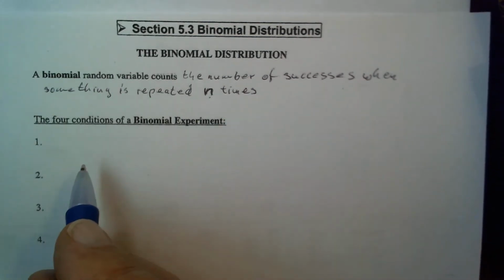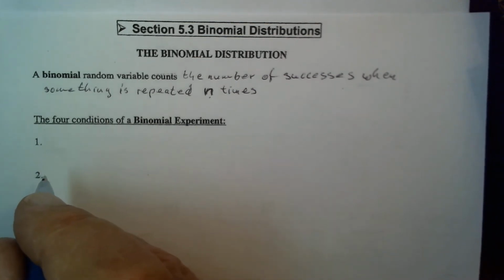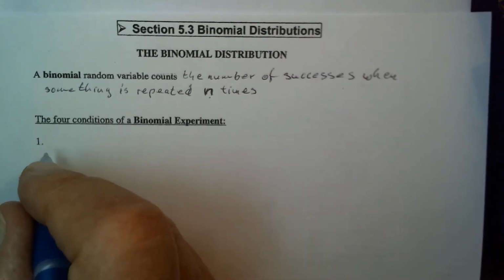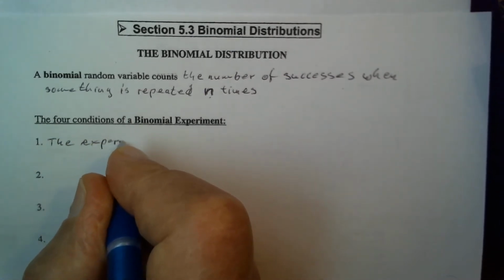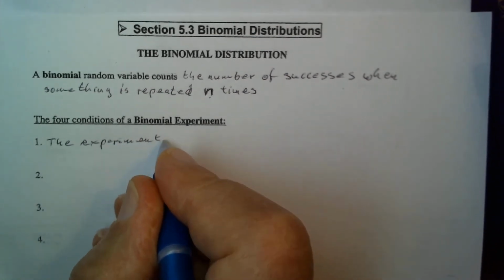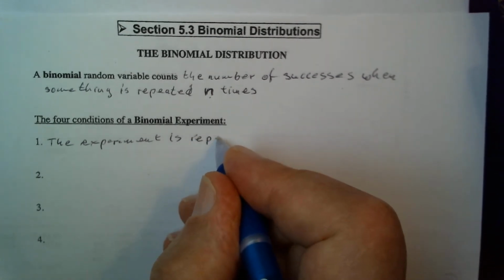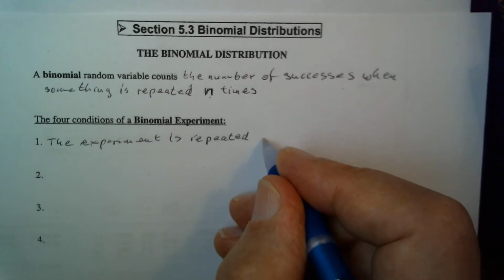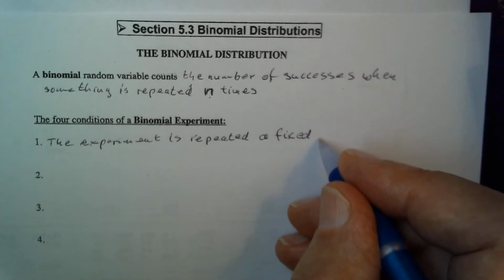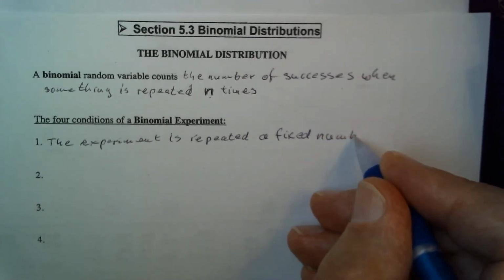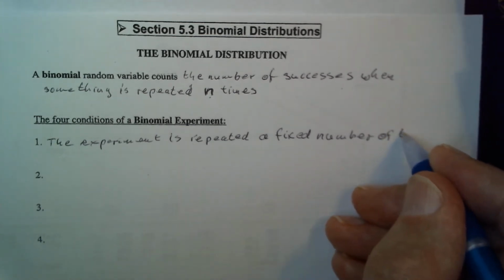And there are four conditions of a binomial experiment. The first one is the experiment is repeated a fixed number of trials. So the experiment is repeated a fixed number n of trials.